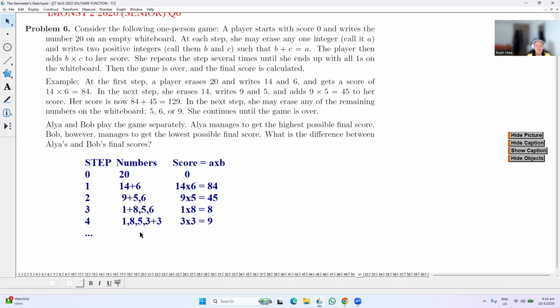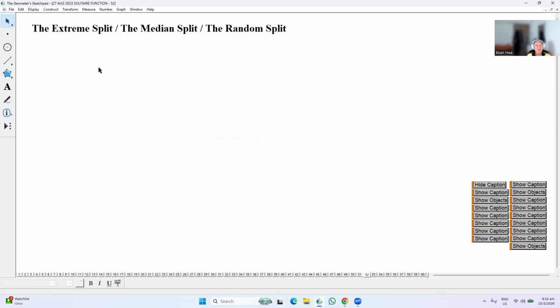As the game goes on, the numbers get smaller and smaller. The remaining numbers will get smaller and smaller after each split until they all end up equal to 1. Let us now look at the 3 splits: the extreme split, the median split, and the random split. Let's begin with the extreme split.